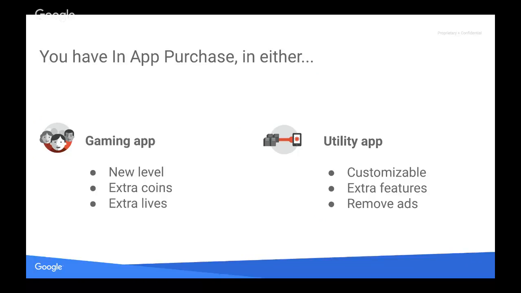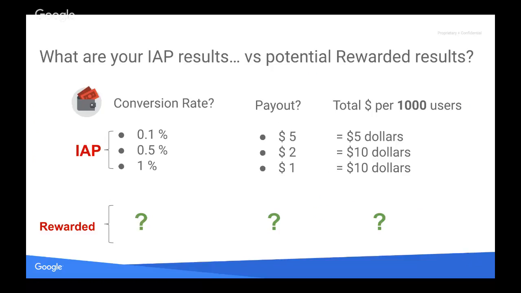Or maybe you have some users that really don't like ads and you're giving them the option, instead of getting a bad review from these users, to pay me some money and I will remove the ads, either forever or for a period of time. So that's most likely your current status if you have an in-app purchase. Now, if I'm going to ask you, what are your in-app purchase results right now? How would that compare with the rewarded? What do I mean by that?